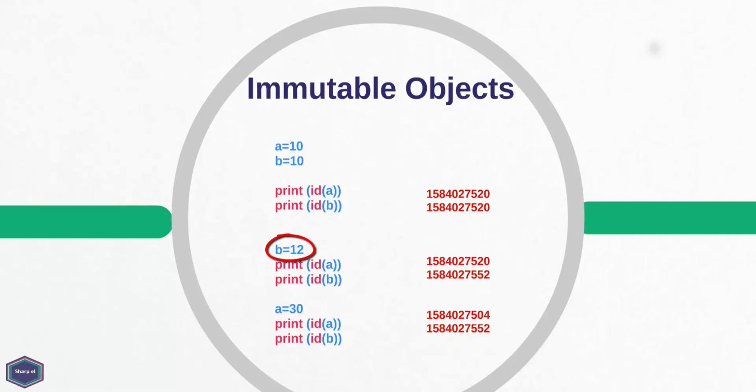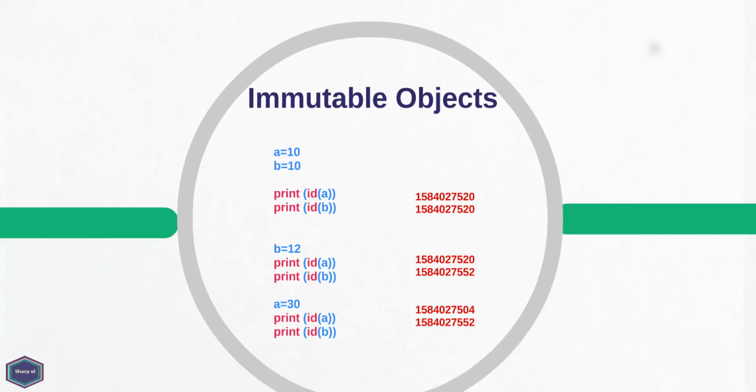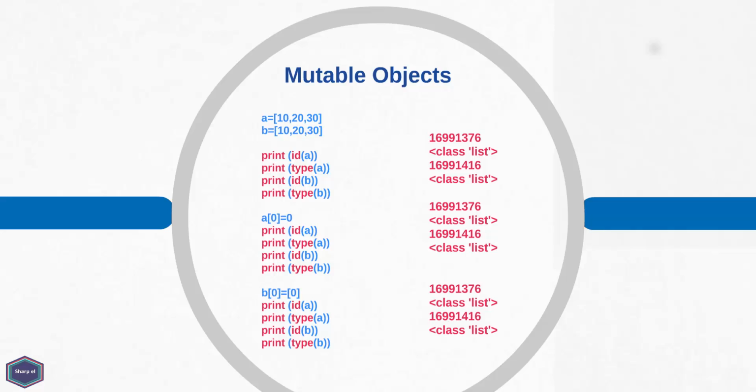Let's change the value of B to 12. Now we can see that we have two different memory locations. Now if we set integer A to 30, Python will again create new memory because A is an immutable object. I hope you can now understand how Python intelligently deals with memory and immutable objects, and new memory is only created when required. Now let's see an example of mutable objects.